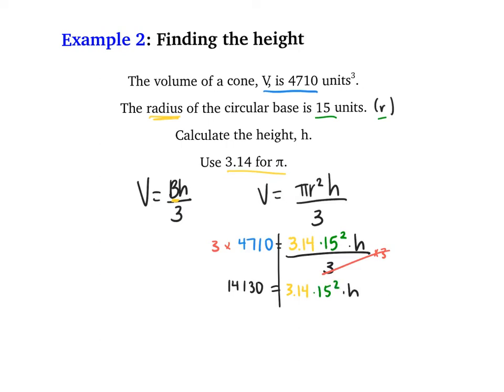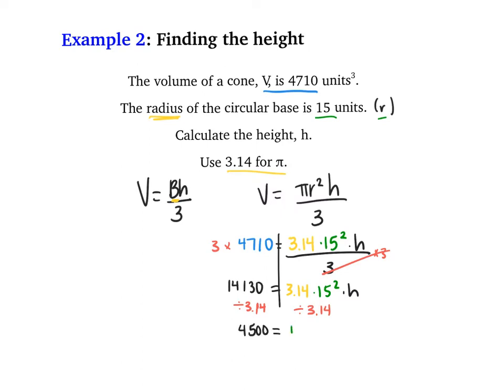Sometimes people like to take this in parts. So you can divide both sides by 3.14 and then divide both sides by 15 squared. You could also go ahead and multiply all of that together to then divide it only once. I'm going to show you just in pieces, but again, it's up to you how you want to do that. So I'm first going to divide by 3.14. That leaves me with 4,500.